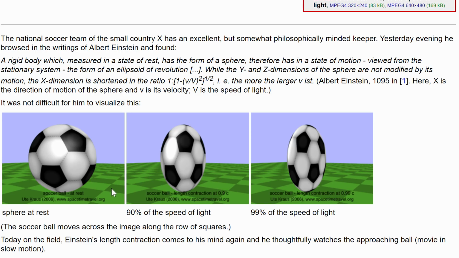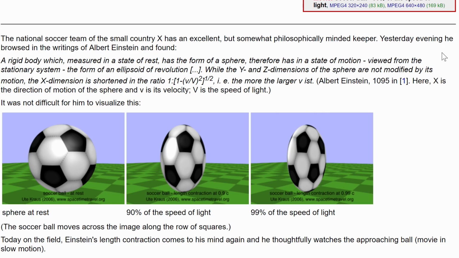Now, this is a typical understanding of the length contraction when it comes to objects traveling close to the speed of light. At about 90% of the speed of light, you expect the object to look like this, or to actually be like this, not even to look like this. And at 99% of the speed of light, it's going to be even more squished.